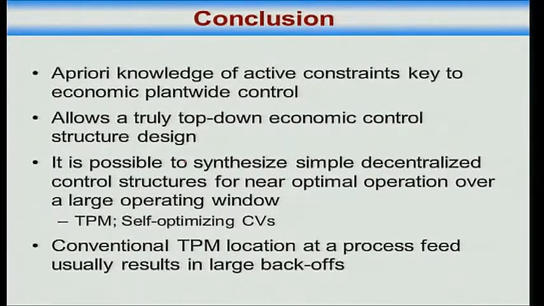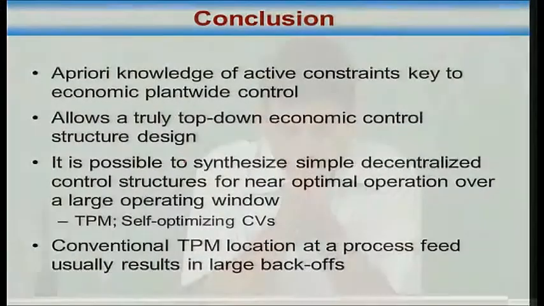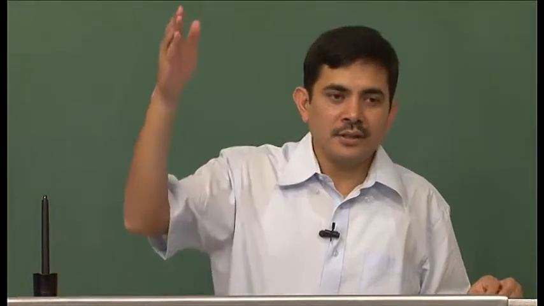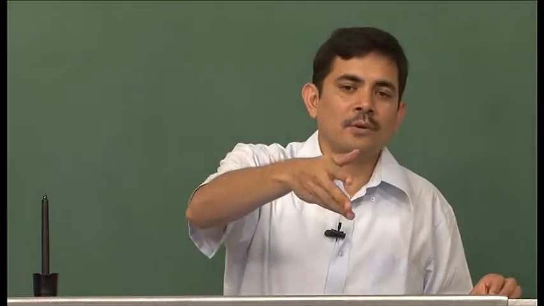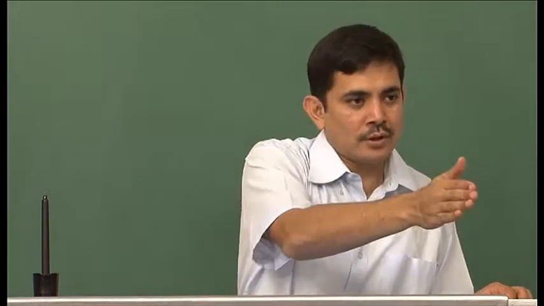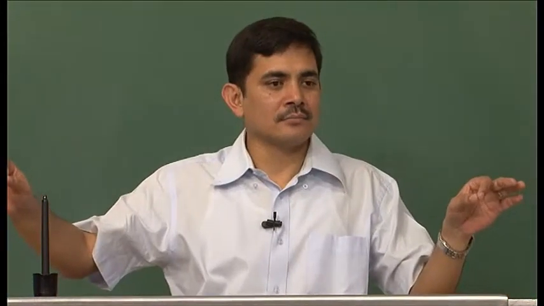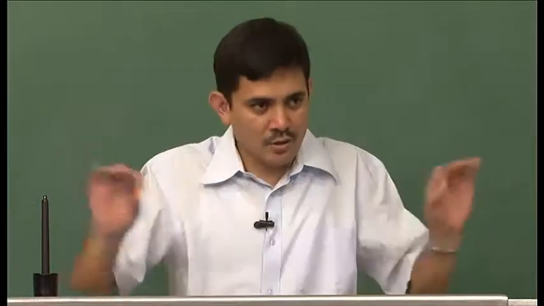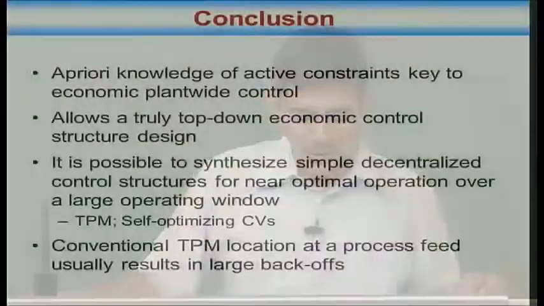It is possible to synthesize simple decentralized control structures for near optimal operation over the entire throughput over a large operating window. You are not saying this is my throughput plus 10% minus 10%. You are saying this is my throughput plus 50% minus 50%. That's a bloody large range. 330 was the maximum. I bet it was designed for about I think something like 250 or 260 kilomoles an hour. You can also go down to 200. So 200 to 330, how much is that? That's a heck of a large change. You're not saying I'm operating here, a little bit here and a little bit there. No, you are operating over a large operating window, large throughput range.